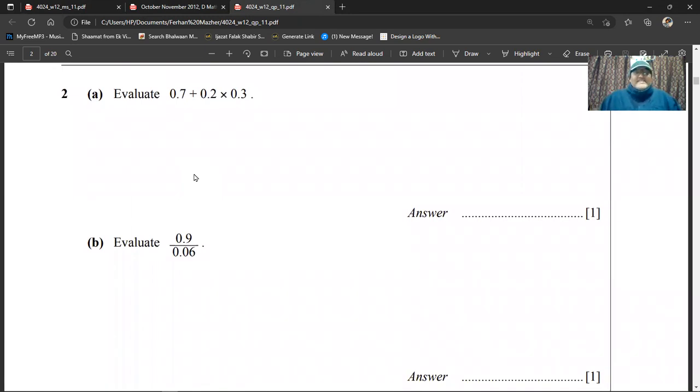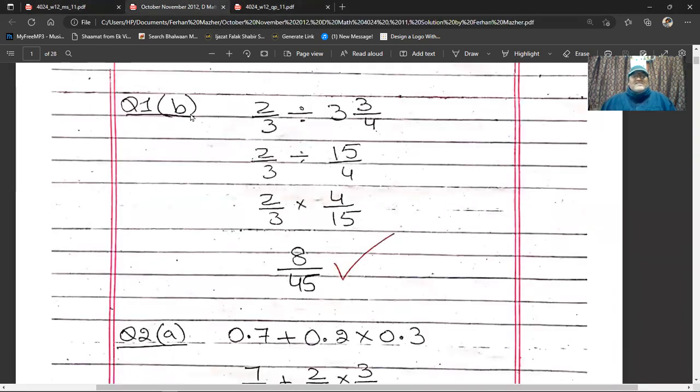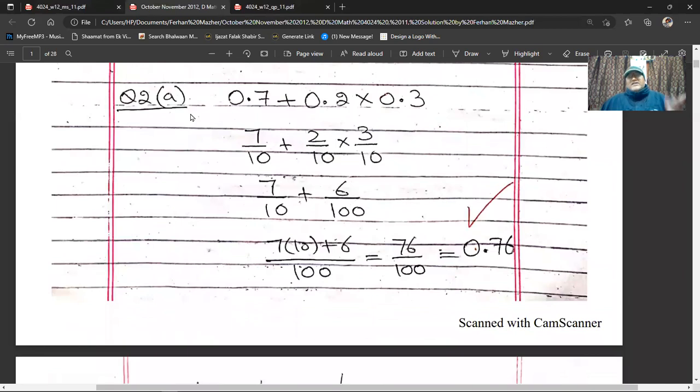It's A part. He says evaluate 0.7 plus 0.2 multiply 0.3. Here we have 2 operations. One is addition and the other one is multiplication. First of all, the multiplication will be done. So 0.2 multiply 0.3. I will convert this decimal fraction into the normal fraction. So 7 by 10 plus 2 by 10 multiply 3 by 10. So it will become 6 by 100.